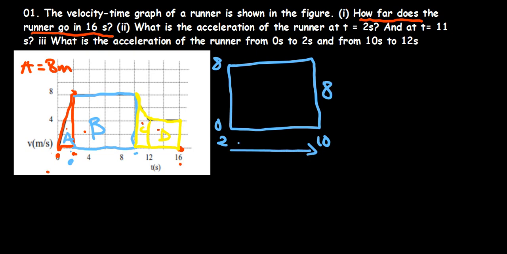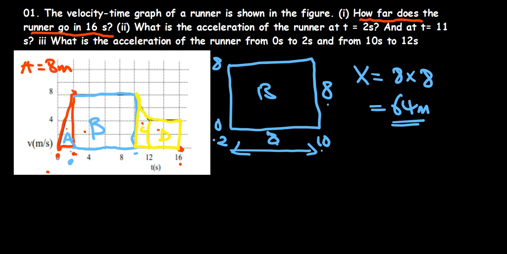So how do we find the area of a square? We just multiply 8 by 8. So we are going to get 64. The displacement from the shape B is 8 multiplied by 8, which equals 64 meters. Guys, if you have any questions, please feel free to ask. So for the shape B, we have 64 meters. Let's now find it for the shape C.